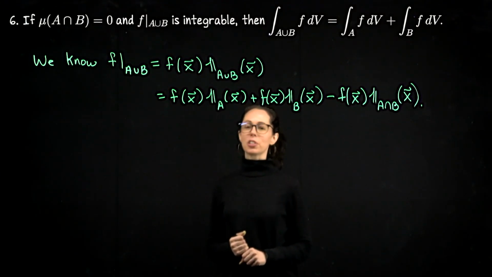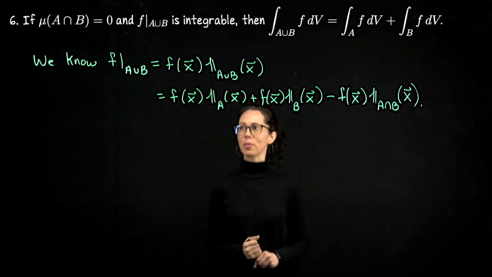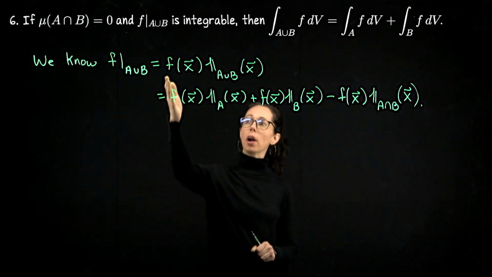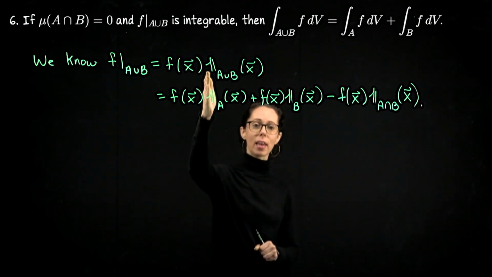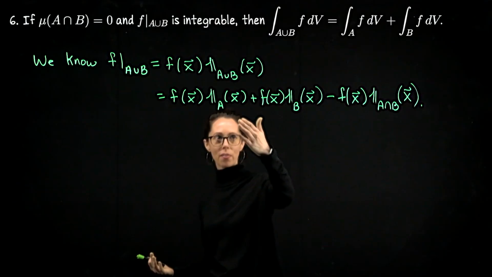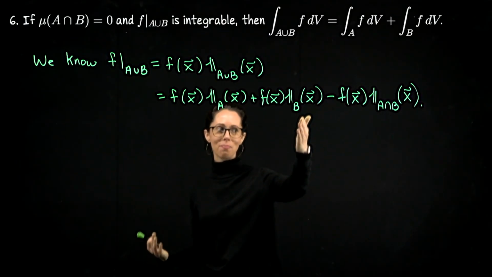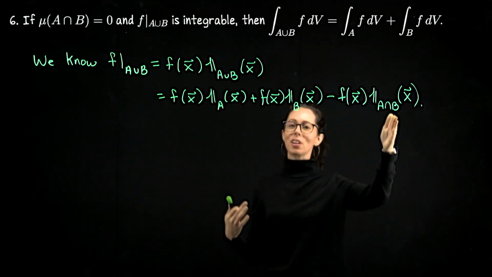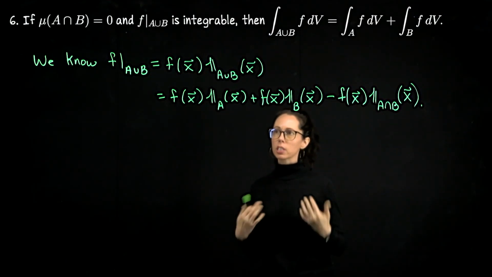Here's where we left off, just rearranging some terms so that what we've done is solve for the product of f and the characteristic function of A union B as this linear combination of f times the characteristic function of A, f with the characteristic function of B, and then f with the characteristic function of A intersect B. Now we're just going to integrate.